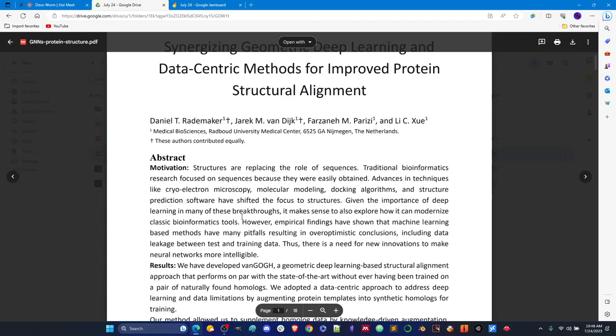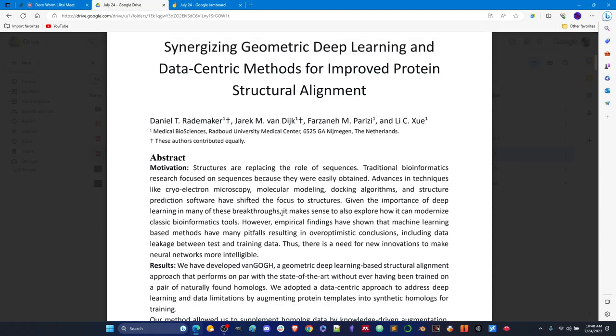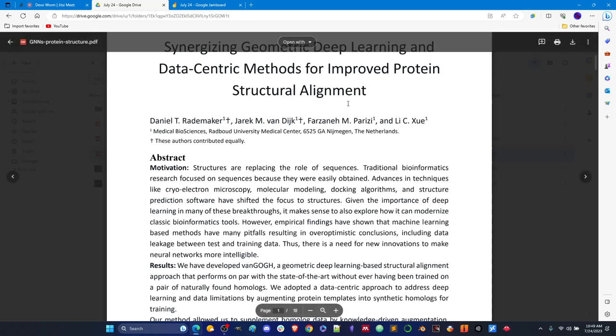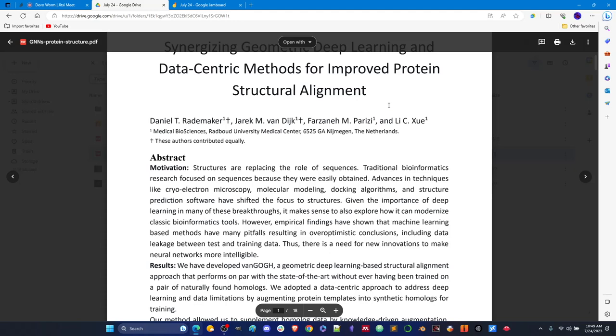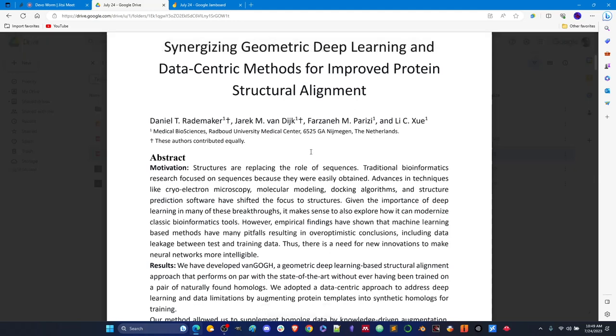Now, given the importance of deep learning and many of these breakthroughs, it makes sense to also explore how it can modernize classic bioinformatics tools. So again, we want to know if we can apply deep learning, or graph neural networks even, or geometric deep learning, I guess in this paper, to some of these older techniques. And they're older only in the relative sense, because a lot of these deep learning methods are maybe 10 years old. These other methods like molecular modeling are maybe 40 years old at most. And then X-ray crystallography or some of these other techniques you use to get the protein structure are maybe 70 to 80 years old, or a little bit older than that. But the point being is that it's not a really old science, but it's moving forward.